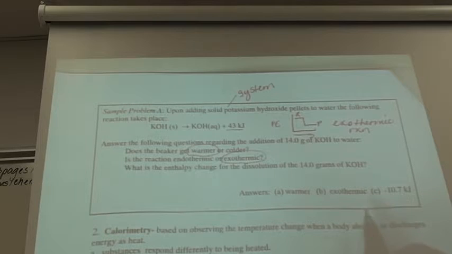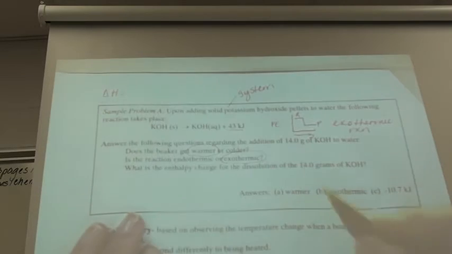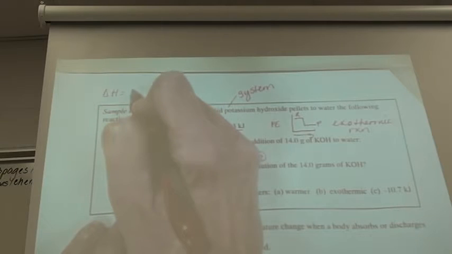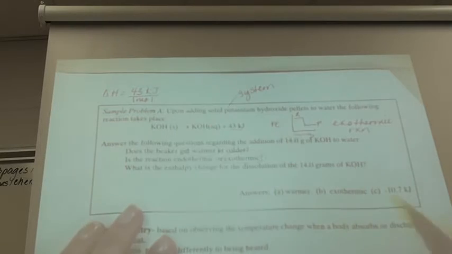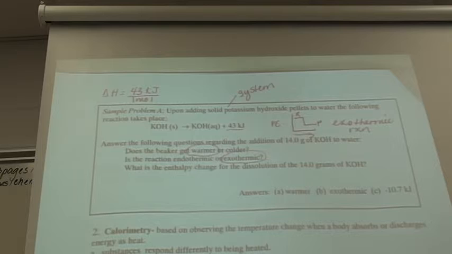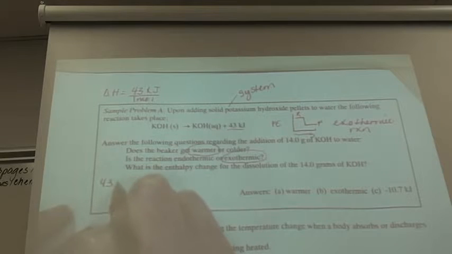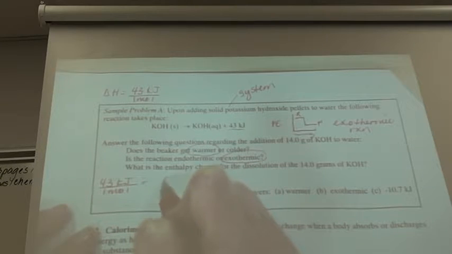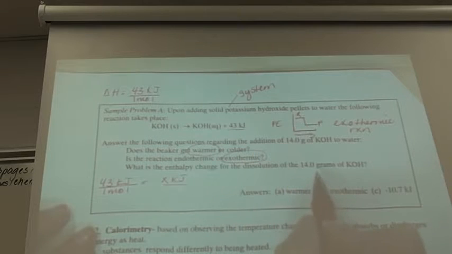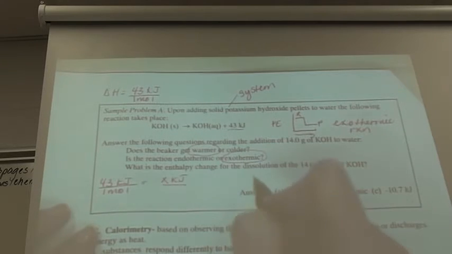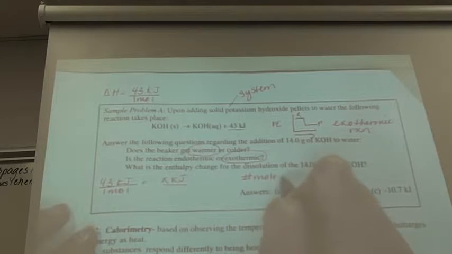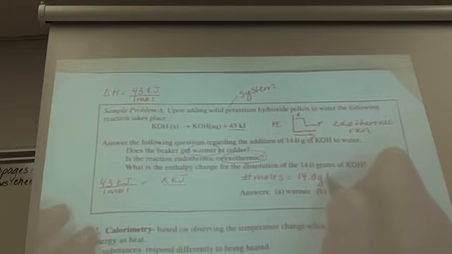Seems to me there could be a math problem here. Here's another way to think of it: delta H values are generated per mole. So the delta H is 43 kilojoules per 1 mole of KOH. Well, now I think I can do something with this. I think if 43 kilojoules are released in 1 mole, I want to know how many kilojoules are released in 14 grams worth of KOH moles. I need to know the number of moles equal to 14 grams of KOH.